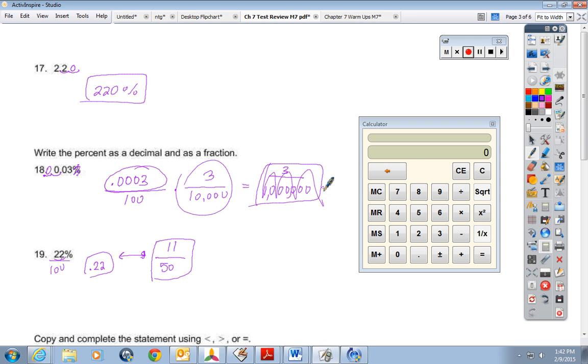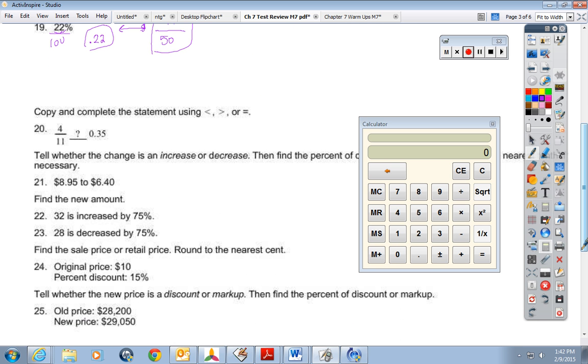All right, on number 20. Easiest way to do this is to turn this into a decimal. How do you turn it into a decimal? Divide the numerator by the denominator. So we're going to take 4 divided by 11, and we get 0.3636. What is that in comparison to 0.35? Which one's bigger, which one's smaller? The first digit's the same, 0. The second digit's the same. This one's 6, this one's 5. So 0.36 repeating is greater than 0.35.